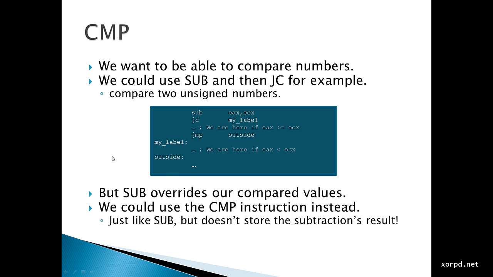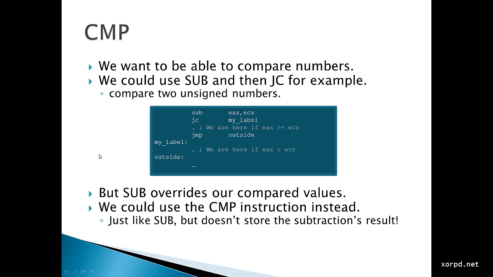However, there is a problem with the sub instruction. The sub instruction overrides our compared values. For example, here, we just want to compare those two values of EAX and ECX. However, when using the sub instruction, we override the value of EAX. Many times, we don't want to do this. We just want to compare two values and affect the flags register accordingly. We don't want to override our actual values that we compare.